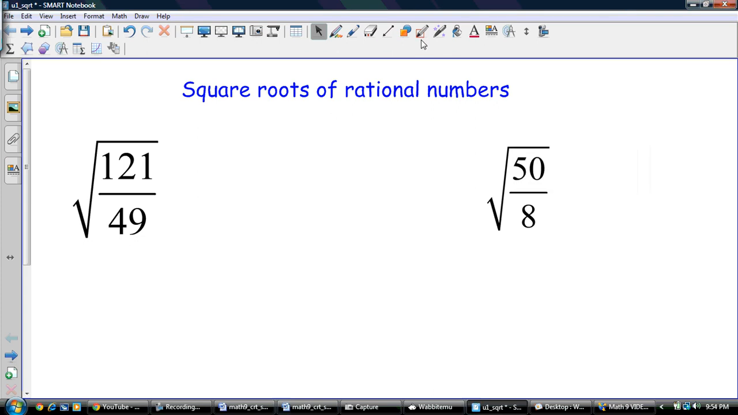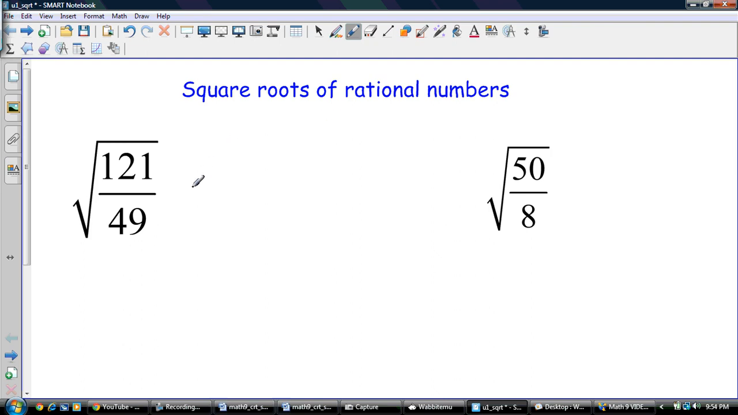Hey guys, so I had a couple questions about taking the square root of rational numbers, and I assume if one person asks, there are probably a few people. There are a couple of different cases where you might have to use a different procedure, but here are a couple of ways that we use in class.